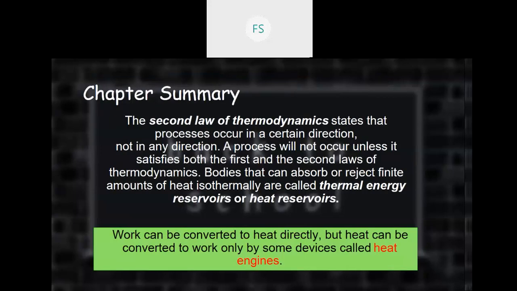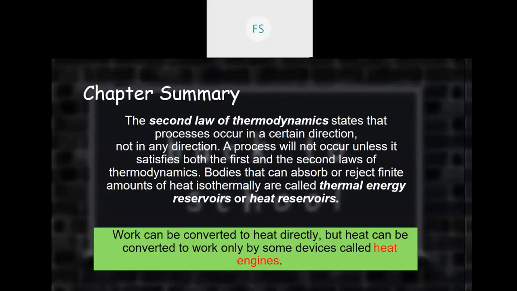So we have done the second law of thermodynamics. Now I just want to share the summary of this chapter. The second law of thermodynamics states that processes occur in a certain direction, one-way direction, not in any direction. And a process will not occur unless it satisfies both the first and the second laws of thermodynamics.